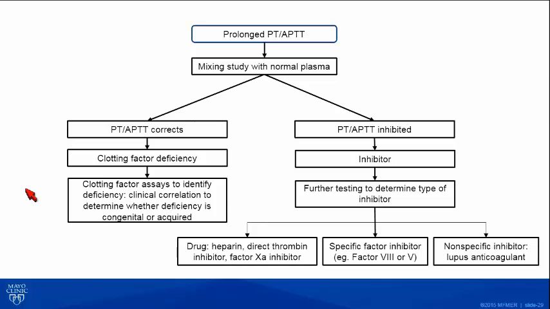So if we have a clean sample where the APTT and PT are prolonged, the next step to perform is, of course, a mixing study. If it corrects, then it's a clotting factor deficiency, and additional specific factor assays could be added to investigate for specific factor deficiencies. If it's inhibited, that indicates there's an inhibitor present in the sample, and additional testing can be performed to determine the type of inhibitor, such as whether it's a therapeutic effect, or a specific factor inhibitor, such as factor 8 inhibitor or factor 5 inhibitor, or a non-specific inhibitor, such as a lupus anticoagulant.